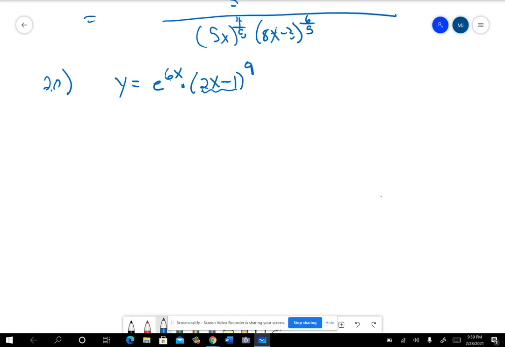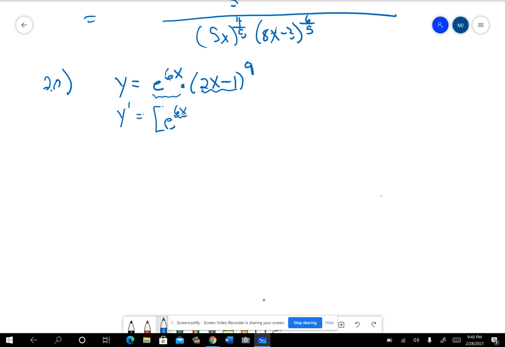Okay, so first off, I'm noticing that this is a product. So when I go to do y prime, I'm going to have to take the derivative of the first. When I do the derivative of the first, okay, it's going to be e to the 6x, because that's how e's work. But then that was a composition of functions.